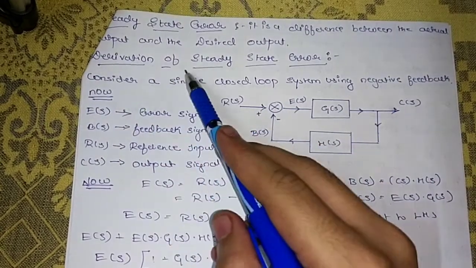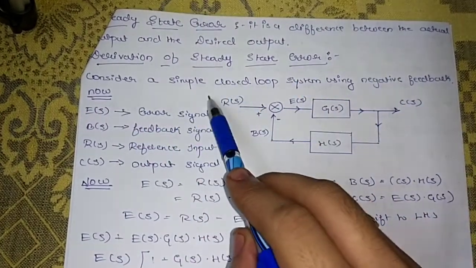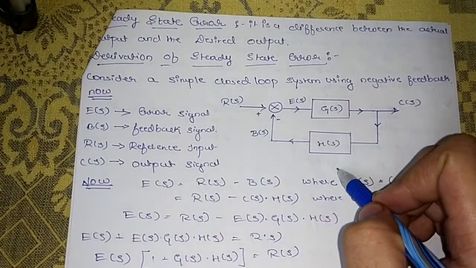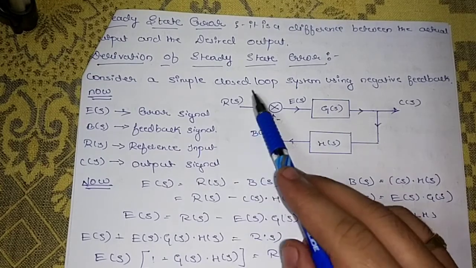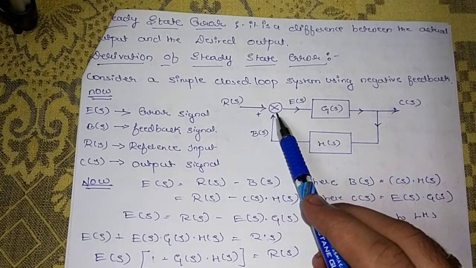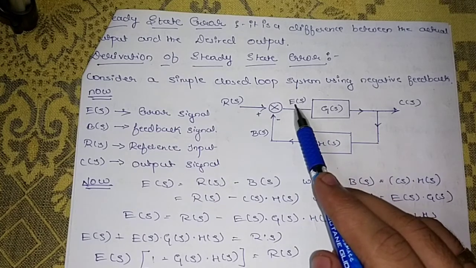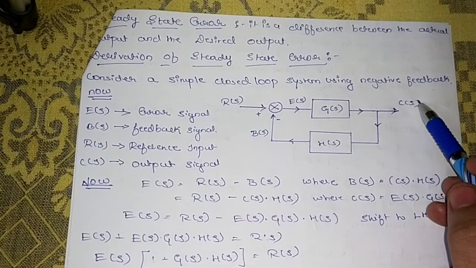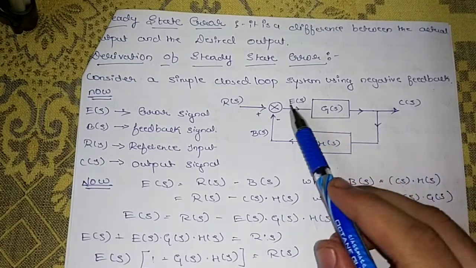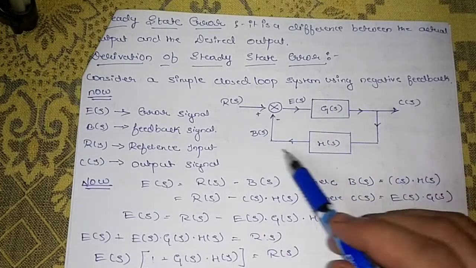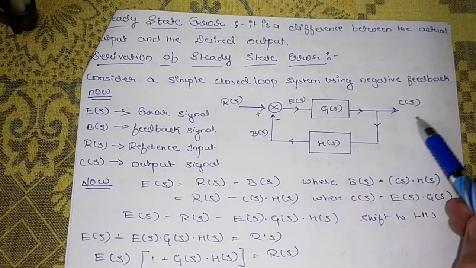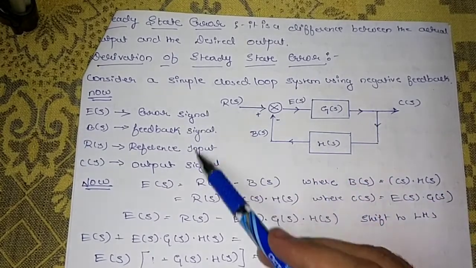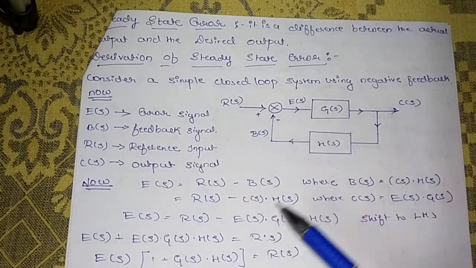Now, derivation of steady state error. Consider a simple closed loop system using negative feedback. This is the block diagram representation concept. Here we have R(S), the reference signal given to the summer, E(S) is the error signal, G(S) is the gain, C(S) is the output, and H(S) is the feedback. A simple closed loop system with feedback signal, error signal, output, reference signal, gain, and feedback. The same thing I wrote here.